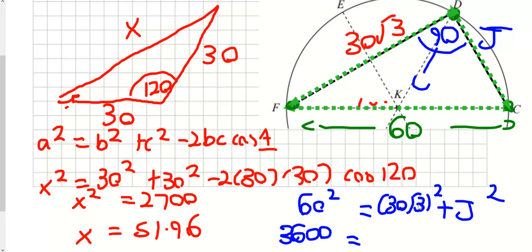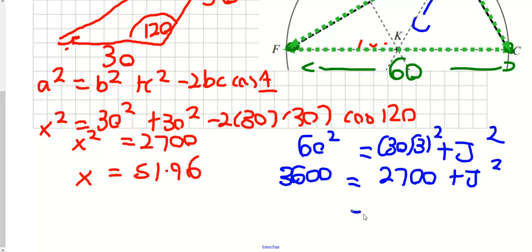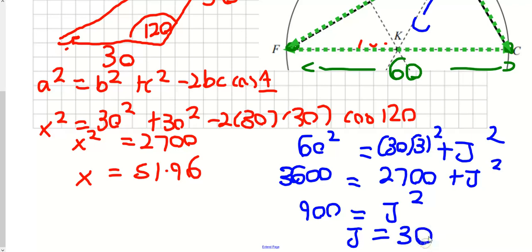What's this one? That's 2,700. And then after that, what do we get then? 900 equals J squared, and J equals 30 kilometers. Is that okay?